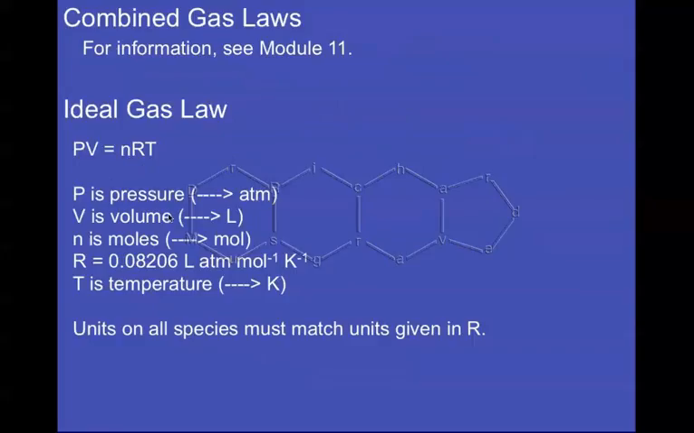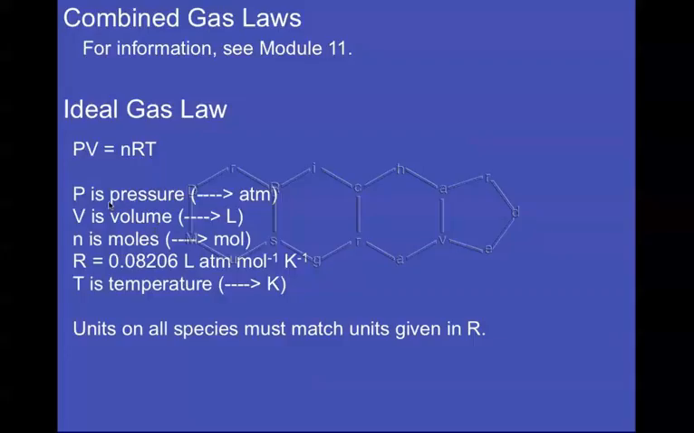In these instances, we're given the value of R, and all the units have to match the value of R, otherwise they won't cancel. The value of R that we're going to use is 0.08206 liter atmospheres per mole per Kelvin. This is a constant, and it's going to have different values depending on the units we're using. Since we're using liters, atmospheres, moles, and kelvins, this is the value we're going to use for R, 0.08206.